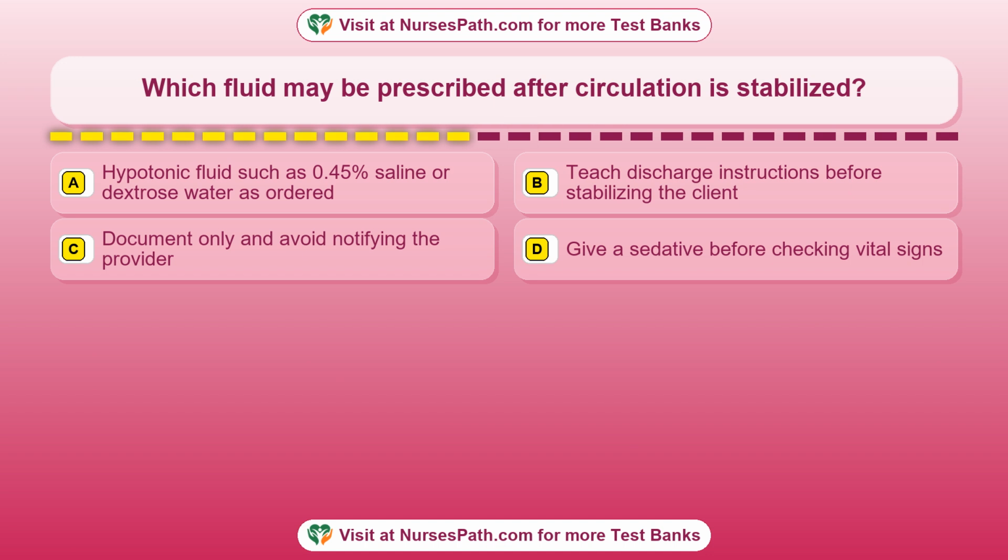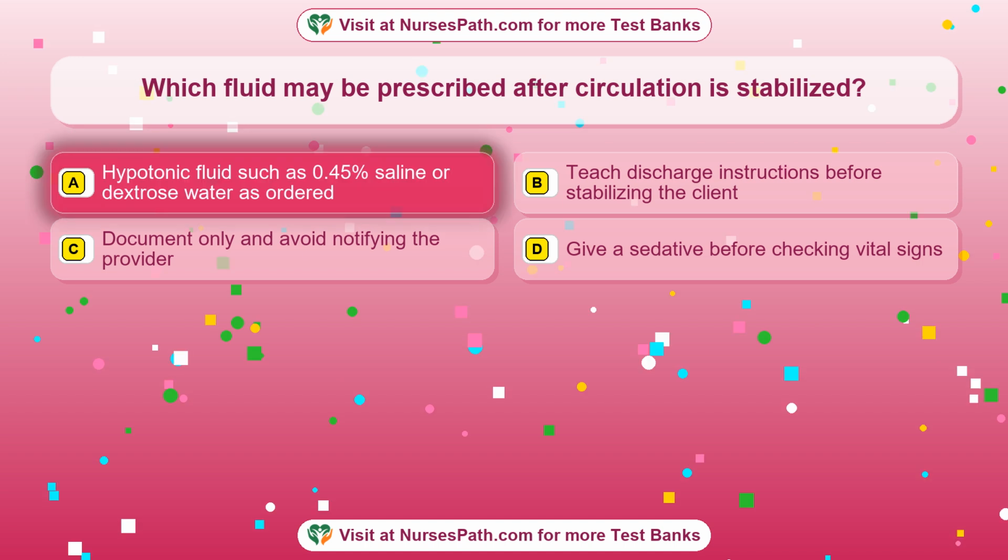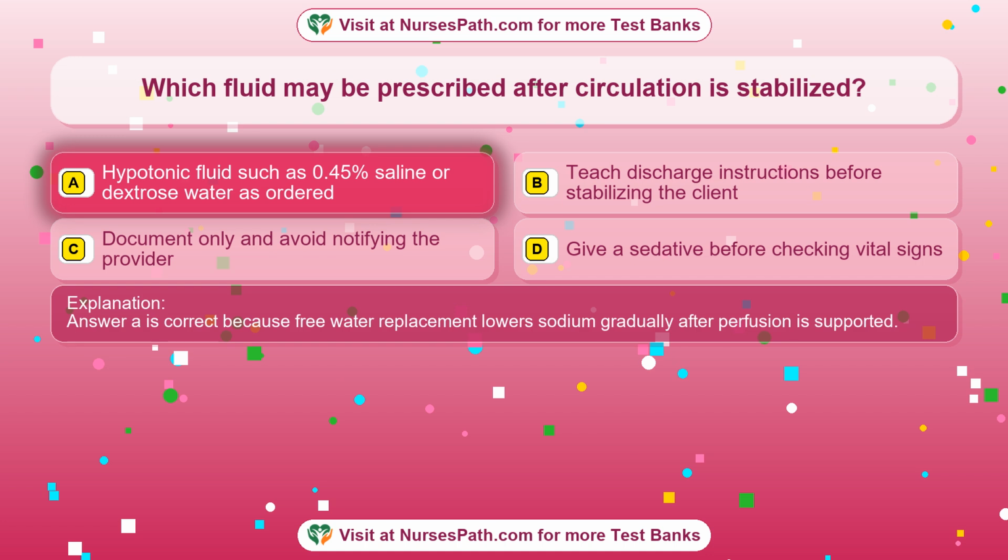Option B. Teach discharge instructions before stabilizing the client. Option C. Document only and avoid notifying the provider. Option D. Give a sedative before checking vital signs. The correct answer is option A. Hypotonic fluid such as 0.45% saline or dextrose water as ordered. Answer A is correct because free water replacement lowers sodium gradually after perfusion is supported.